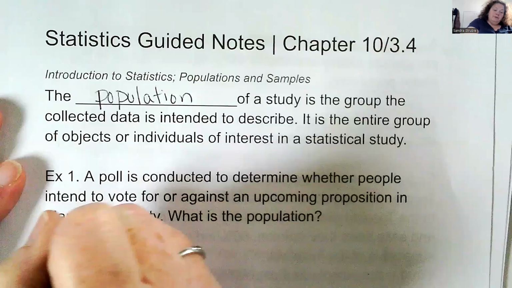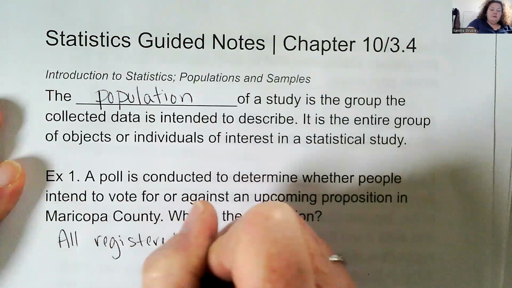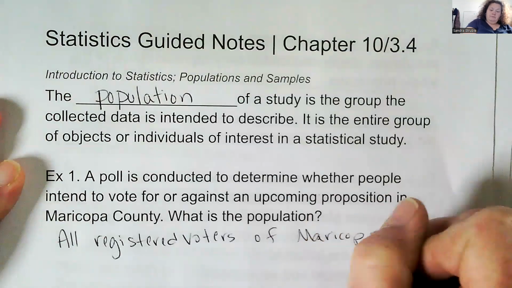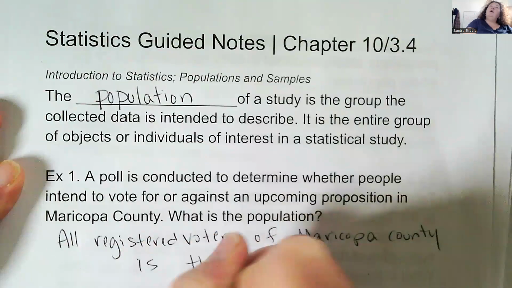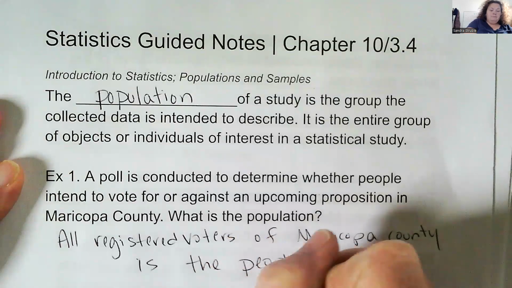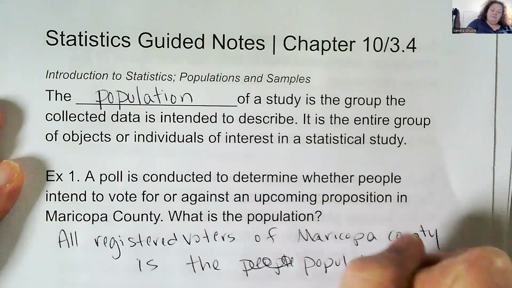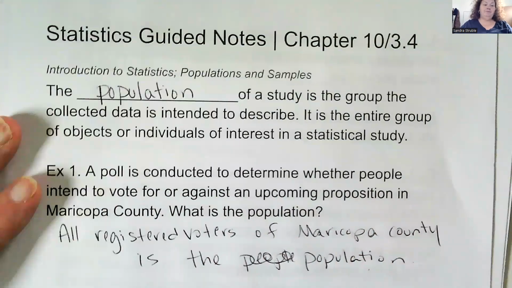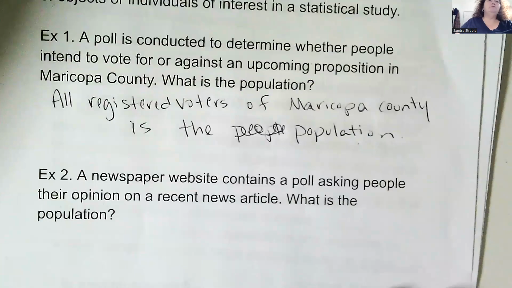So all registered voters of Maricopa County is the population. I'm not an English professor. I'm writing people. Is the population. Okay, that's who they're trying to gain the information on. All right. Let's shift this up where you can still see that one. Oh, you can always pause and rewind.